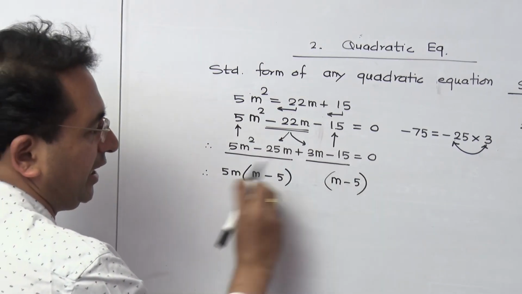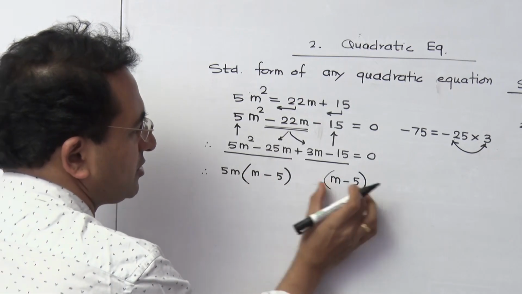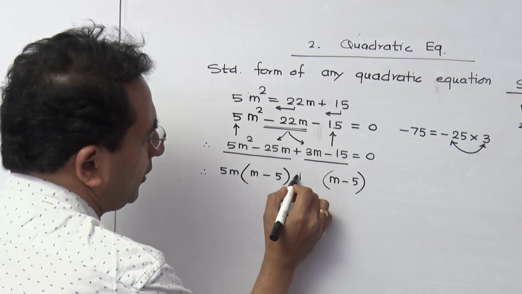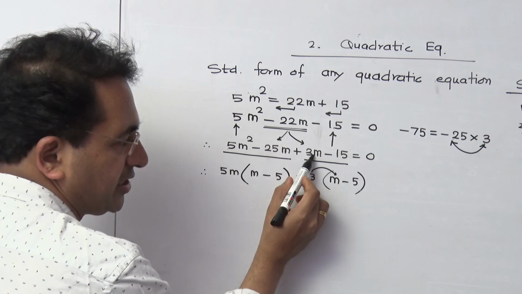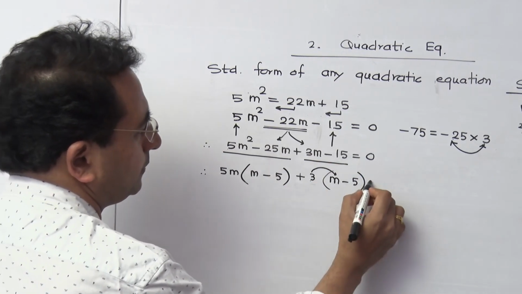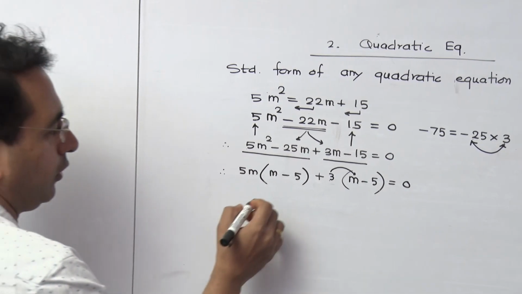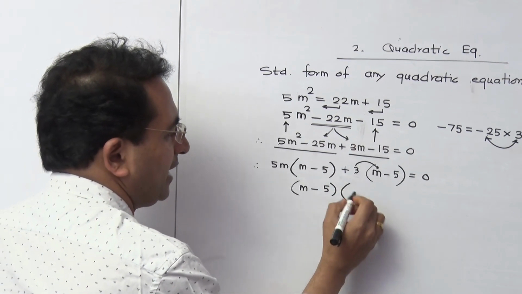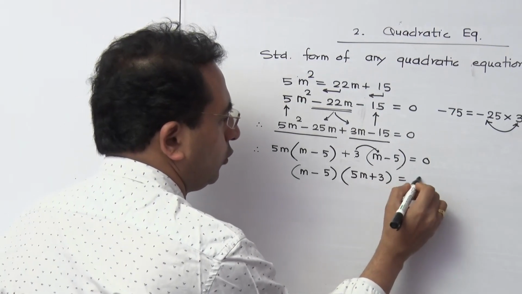This is an easy technique I am telling you. Once you write this factor properly, repeat this by leaving some space, and to get 3m I should write plus 3. So 3 into m, definitely I will get this, and if you multiply this, you are bound to get minus 15. Now you tell me, m minus 5, is the term repeated or not? So we write m minus 5, and here we can write 5m plus 3 is equal to 0.